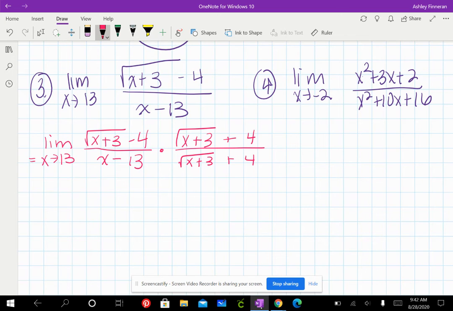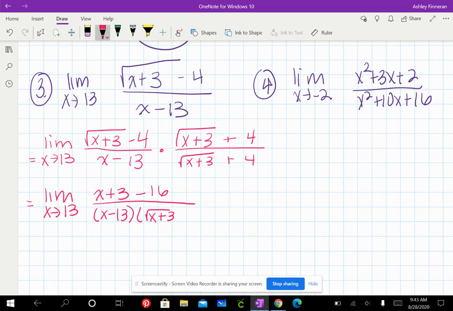So radical x plus 3 minus 4 and radical x plus 3 plus 4 are conjugates of one another. And if you remember from the first example, the reason we choose these is the 2 middle terms cancel out when I FOIL. So I only have to worry about radical x plus 3 times radical x plus 3, which is x plus 3, and then negative 4 times positive 4, which is minus 16. And then on the bottom, I'm just going to write both factors and not multiply them together.